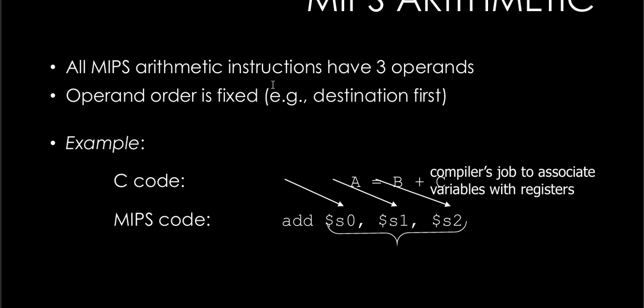All MIPS arithmetic instructions have three operands. Three operands means they have three elements. It is wrong if you say they have three registers. But take note, all arithmetic. They didn't say load instructions or branch instructions. They said only arithmetic. Arithmetic is something which has to do with addition, subtraction, multiplication. So for example, this instruction.